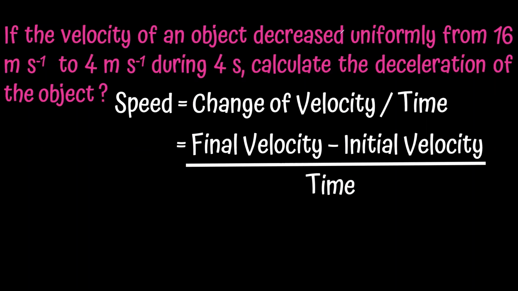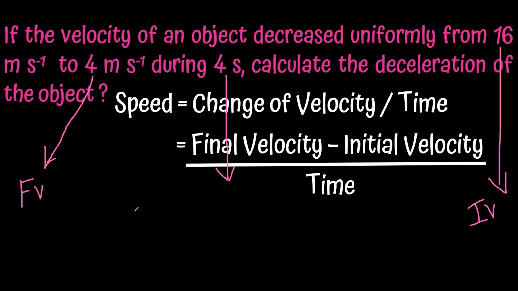If the velocity of an object decreases, that means there's a deceleration, uniformly from 16 ms minus 1 to 4 ms minus 1. So 16 ms minus 1 is the initial velocity, and the final velocity is 4 ms minus 1 during 4 seconds. So we have all the requirements, and let's solve. Find the deceleration. This is speed, acceleration, sorry.